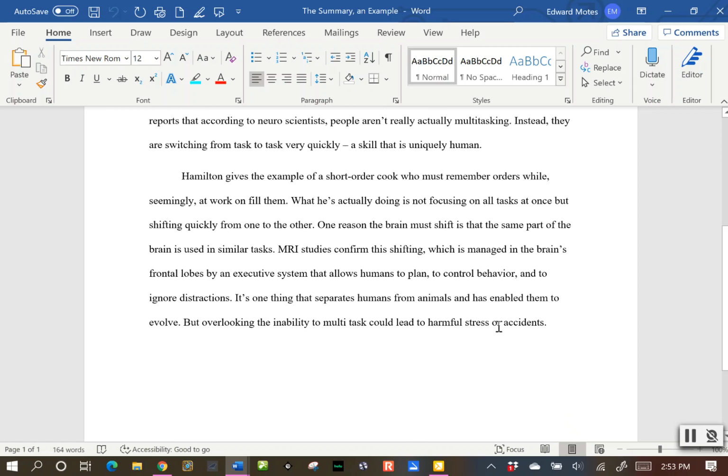Alright, so the rest of this is supporting that. So they say Hamilton gives the example of a short order cook who must remember orders while seemingly at work to fill them.